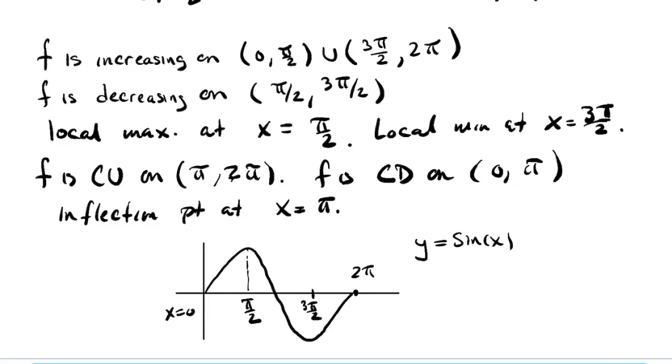We wrote that the function was increasing on those two intervals, from 0 to pi over 2, and then again from 3 pi over 2 to 2 pi. It was decreasing in between. We have the exact values. There's one and only one inflection point, and it happens at x equals pi. Sine of pi is 0.